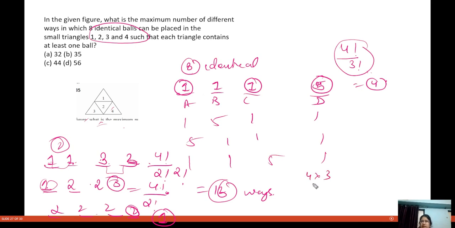4 into 3 divided by 2 into 1. So this is coming to be 6 ways. And what is this coming to be? 4 into 3. Sorry, this is coming to be 12 ways. Okay. And what is this coming to be? 4 into 3 divided by 2 into 2 into 1. So this is coming to be 6 ways.